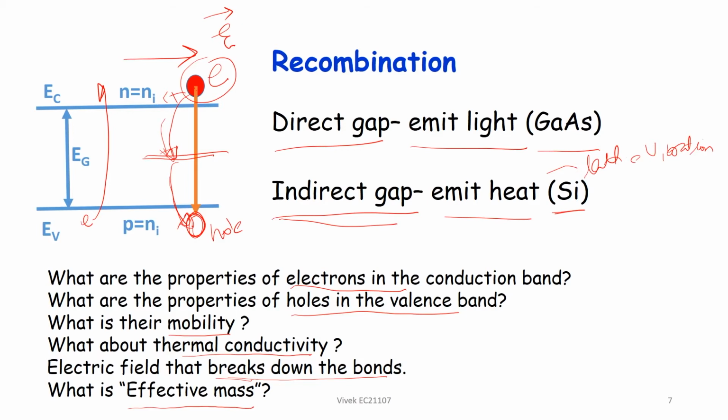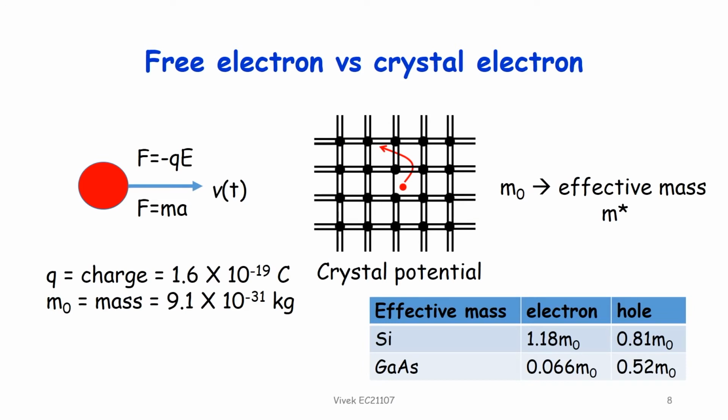What happens? Let's see. If you see a free electron here, you apply a force. How do you apply it? You apply a field here, E. So the force will be minus Q times E, and the force will give rise to acceleration. So F will be M times A. Here M is M naught, and M naught is 9.1 times 10 to the power minus 31 kg for a free electron, and the charge is 1.6 times 10 to the power minus 19. From this you can easily get the acceleration: minus QE divided by M naught. So that means acceleration is finite.